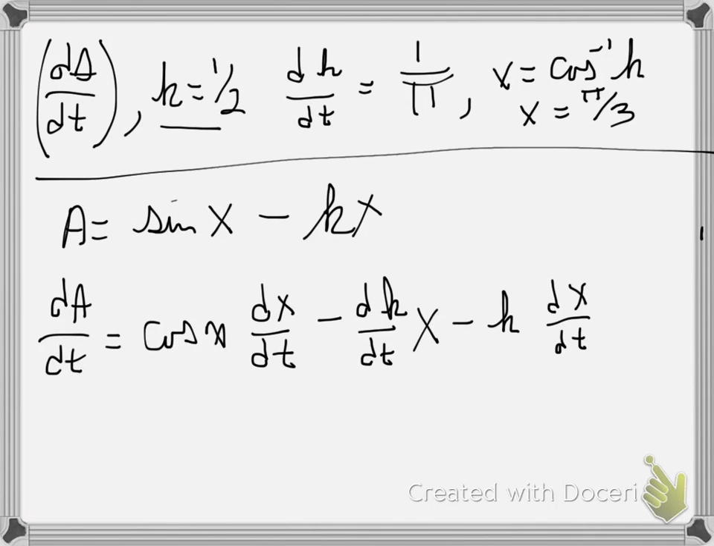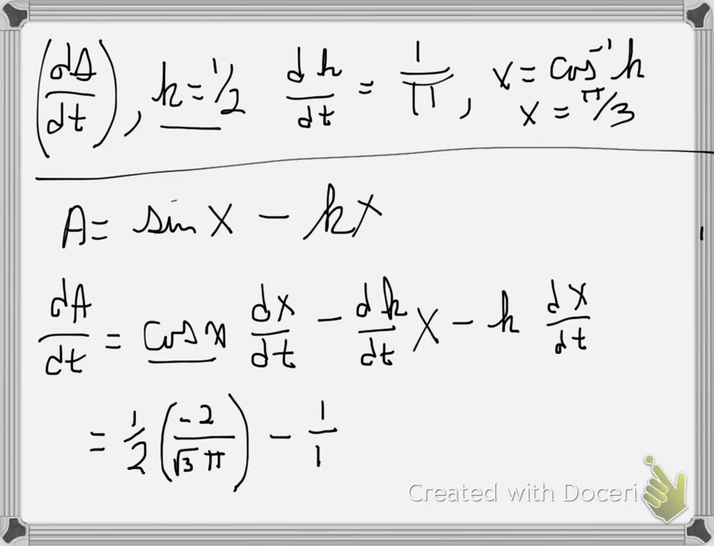Let's come back over here. The cosine of pi over 3 is 1/2. dx/dt was negative 2 over the square root of 3 pi. Minus dk/dt was 1 over pi, and x was pi over 3. Minus k is 1/2. dx/dt is negative 2 over the square root of 3 pi.